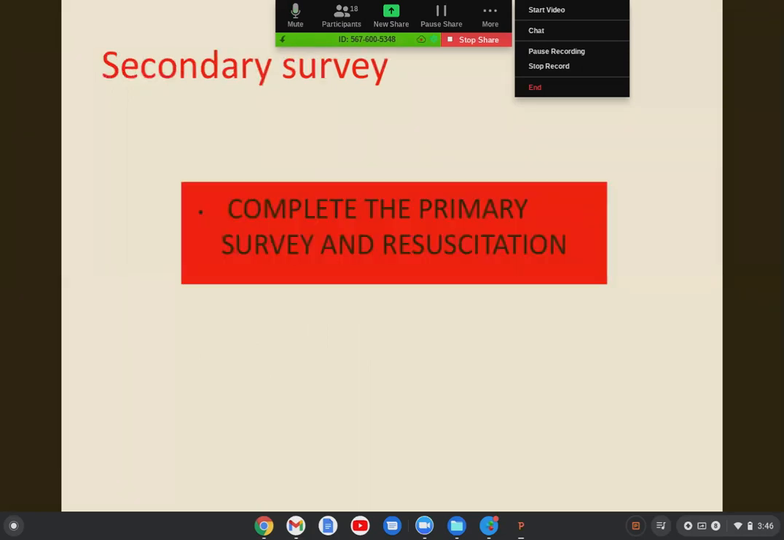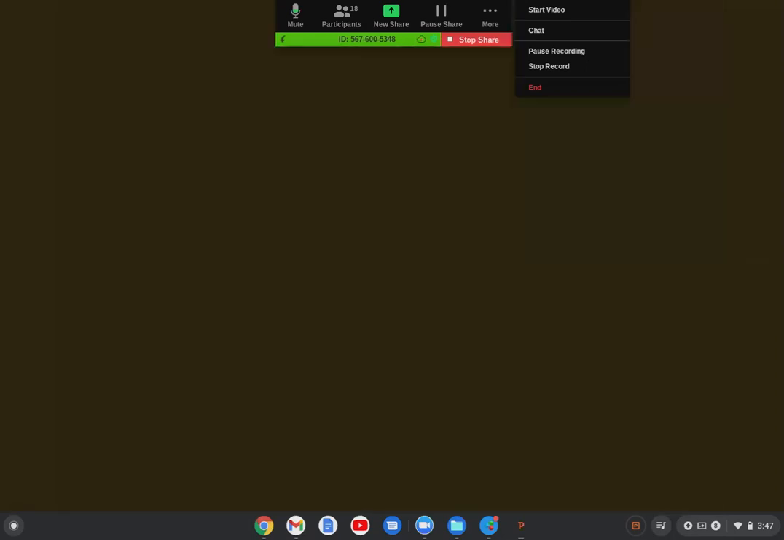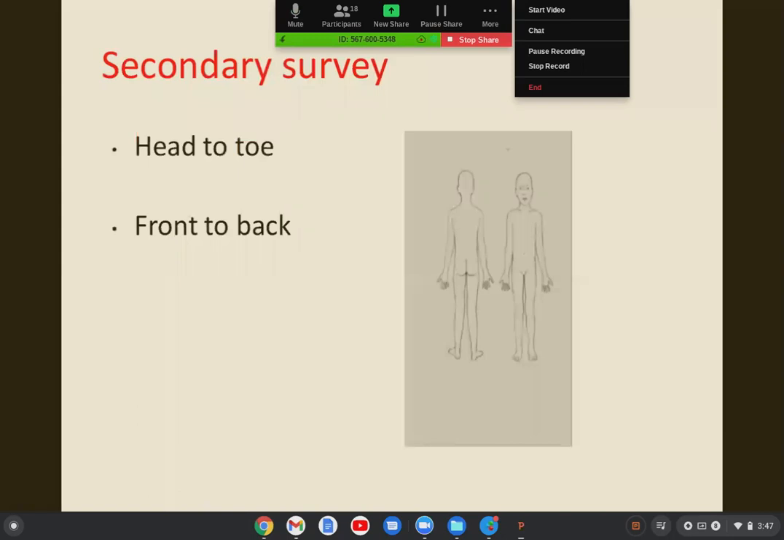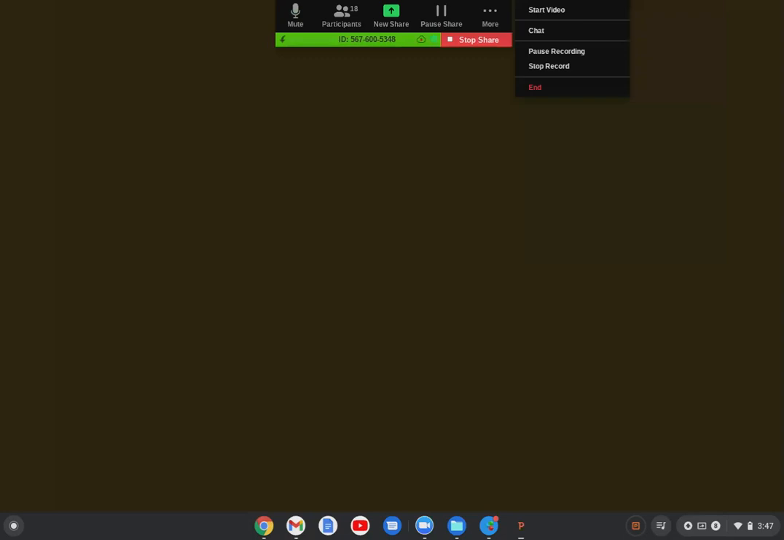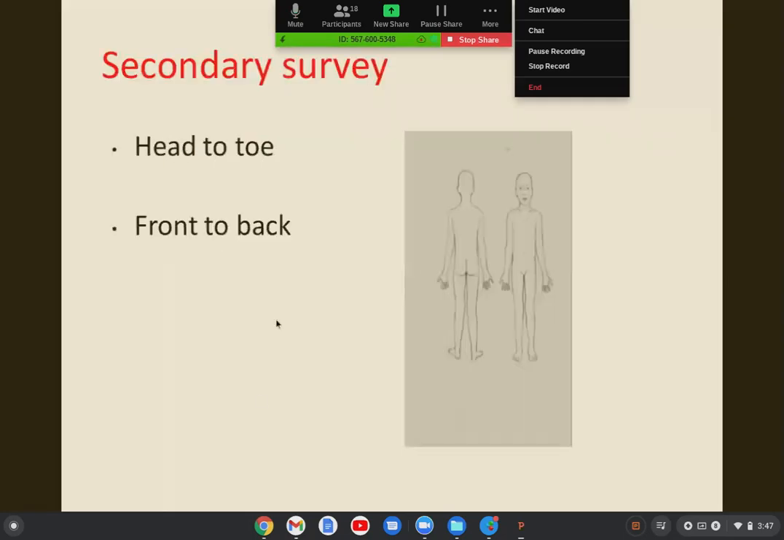After we have completed the primary survey, we go for the secondary survey. In the secondary survey, if at all we see that there is deterioration, we abandon it and we repeat the primary survey. Probably we have missed something. In the secondary survey, we go from head to toe and front to back. We assess clinically and in detail all aspects, and we go into focused examination to pinpoint the area involved for intervention.